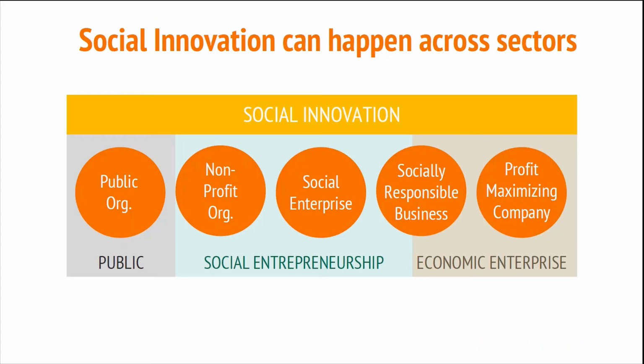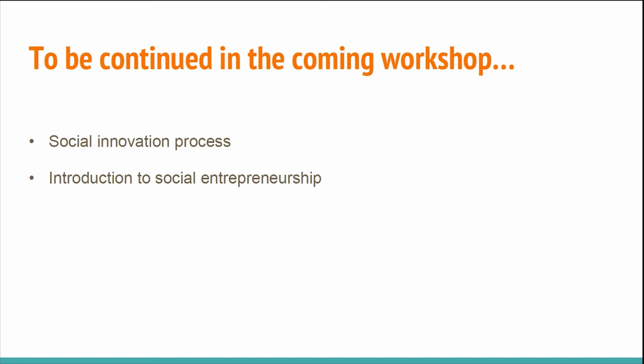Social innovation can happen across sectors. If we look at the spectrum of organizations, ranging from public organization to profit-maximizing company, social innovation can happen regardless of the organizational form. In the middle, you can see social entrepreneurship, which can be in the form of nonprofit organization, social enterprise, or socially responsible business. We'll talk more about social entrepreneurship in our upcoming workshop in June.